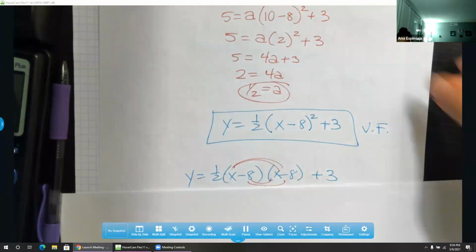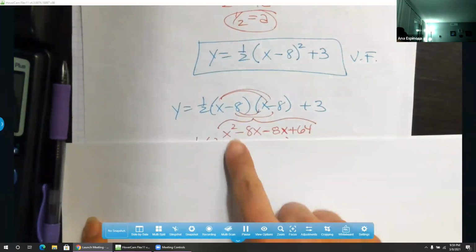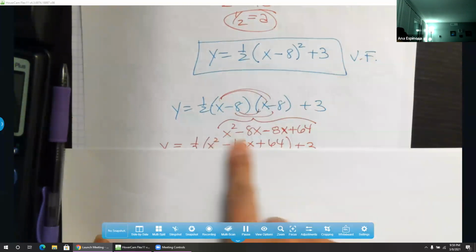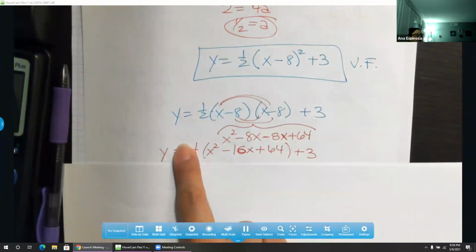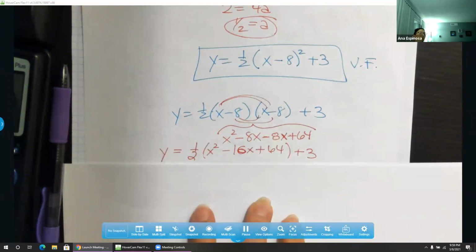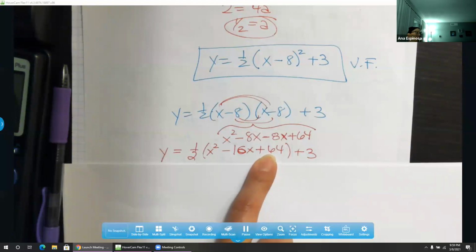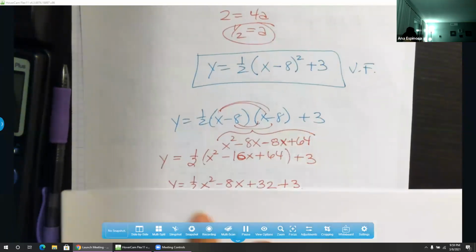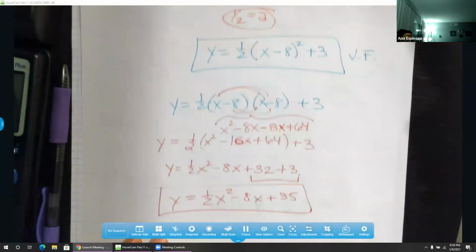Okay, this is the last problem. So you FOIL that first. I did the math there. I put the like terms together, and then I had a half outside. I still have parentheses. So I'm going to distribute this half with everything. If some of these numbers are divisible by 2, great. If they're not, that's okay. I then take half of everything, and I don't forget about adding this 3, and that gives me standard form.